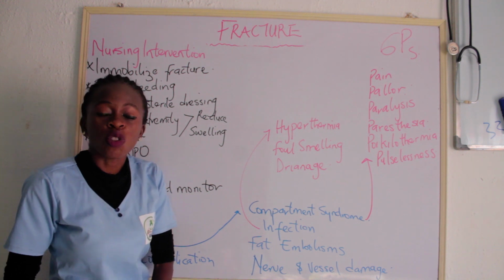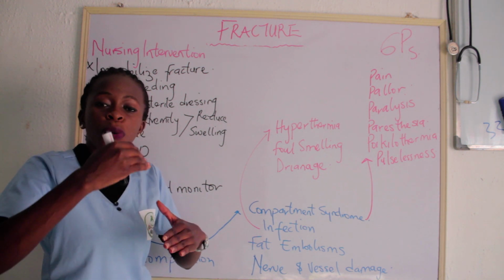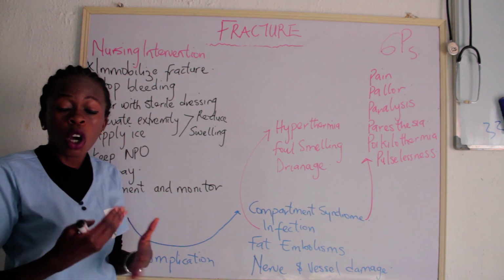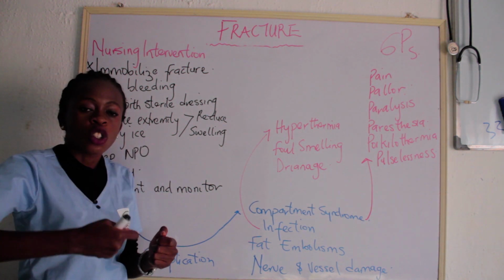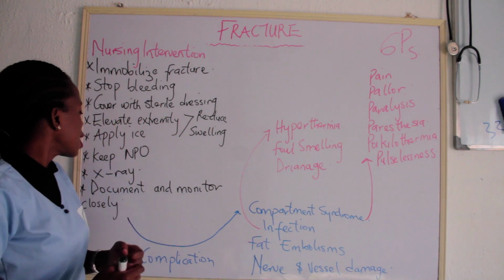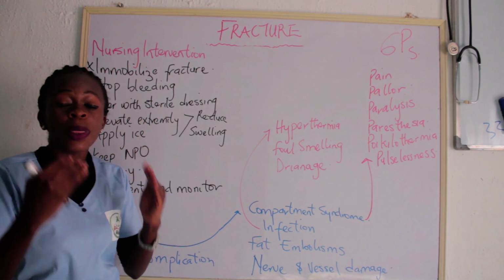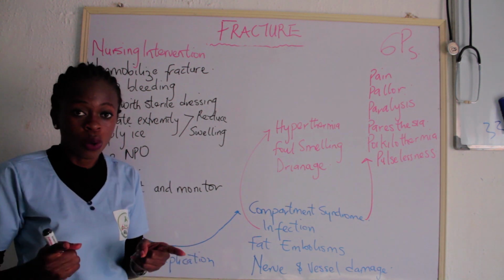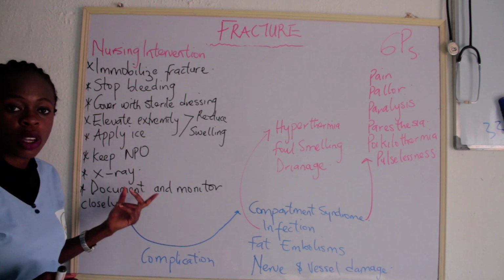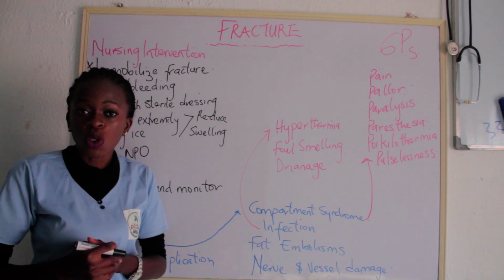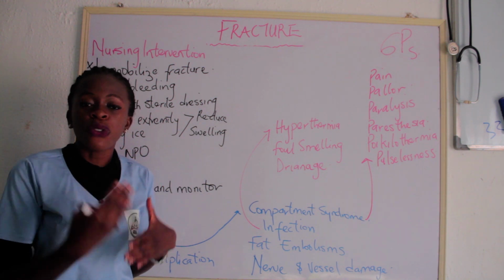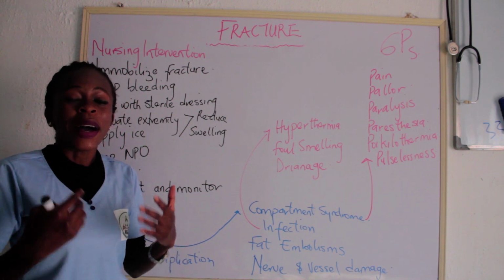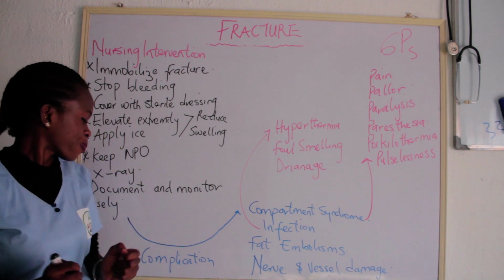Then the other is elevate the extremity. You elevate the extremity above the heart to help reduce edema. You also apply ice, which is your cold compress, to help what? Reduce edema. Another intervention is to keep the patient nil per oral till your doctor tells you what's next to do. Then also x-ray. The patient might be taken for x-ray to know the extent of the fracture and also to know the extent of the damage caused by this particular fracture.